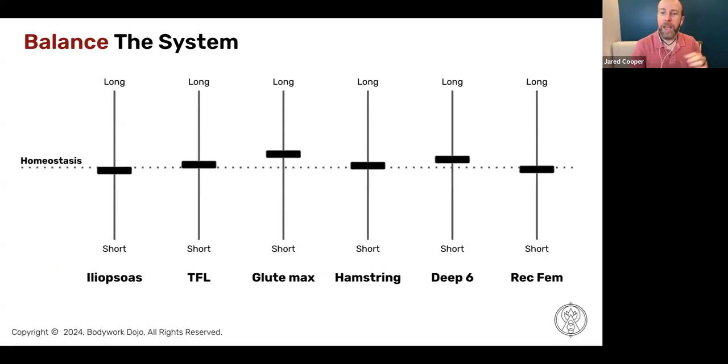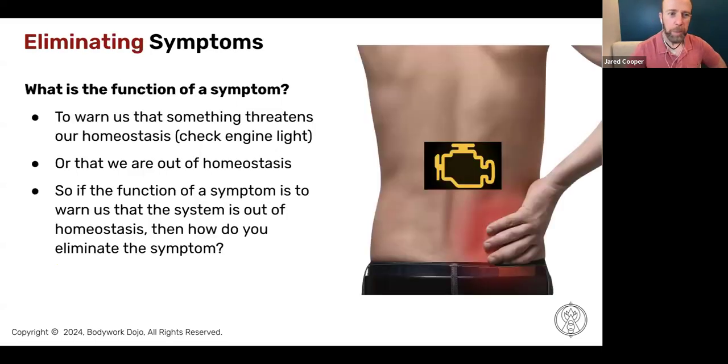Oh, what is the deep six? The deep six rotators of the hip. So the piriformis, gemellus superior and inferior, and obturator internus and externus. That's what the deep six rotators are. Thanks for that question, Merle.